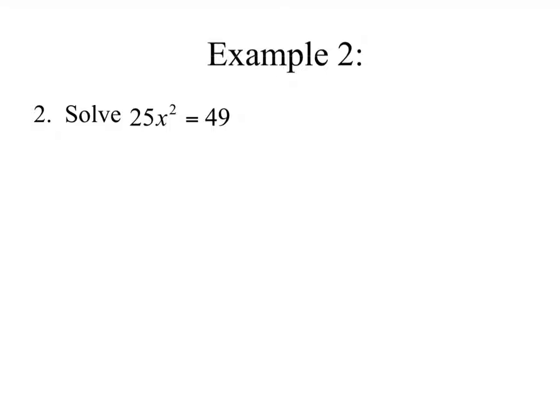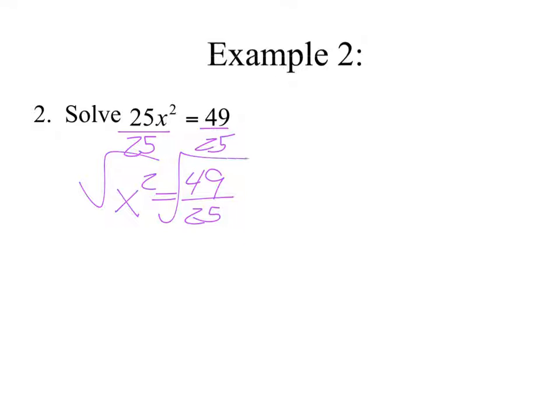Another one with the fraction, we're going to divide each side by 25. We get x squared equaling 49 over 25. We square root both sides, which means we're basically square rooting 49, which would give us 7, and square rooting 25, which would give us 5.